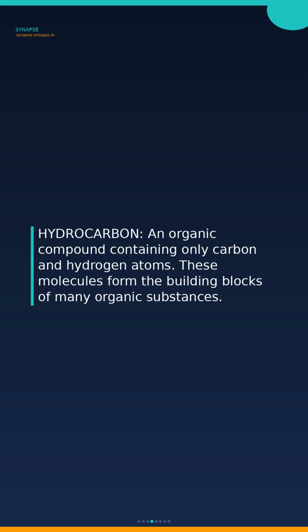Now, let's look at a very important formula. The general formula for alkanes is CnH2n+2, where n is the number of carbon atoms. This tells you how many hydrogen atoms are attached to each carbon atom in the alkane.